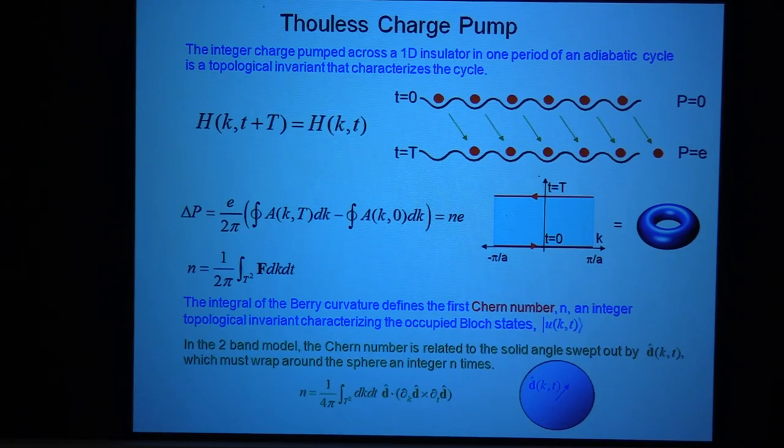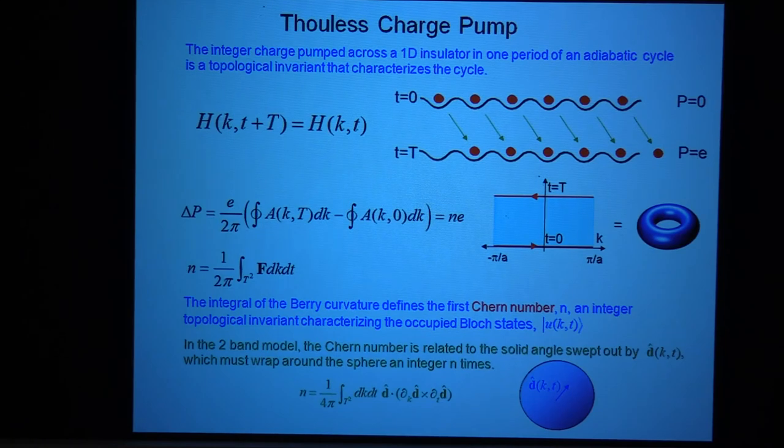Okay, yes. What would the picture change if you had defects in the one-dimensional crystal? What kind of defects? Well, do I have a gap? If I continue to have a gap, then I think the picture doesn't change.